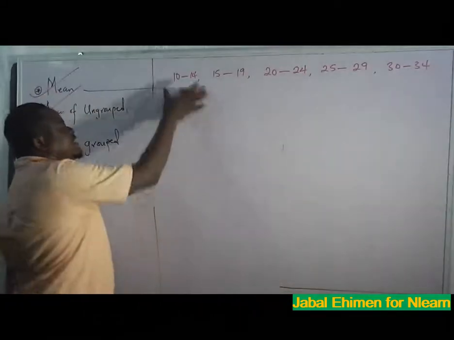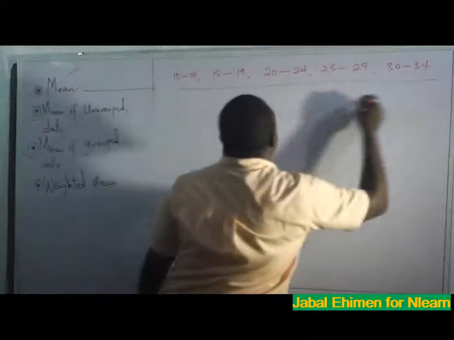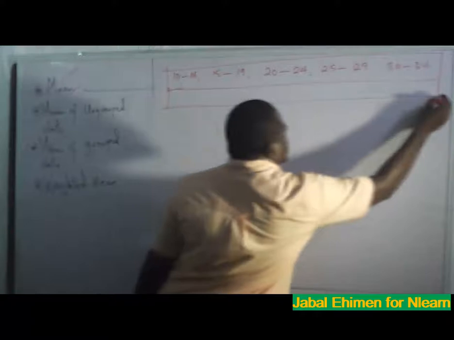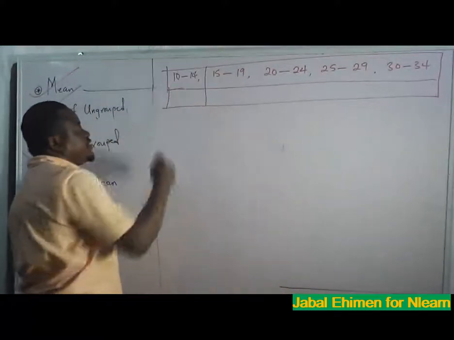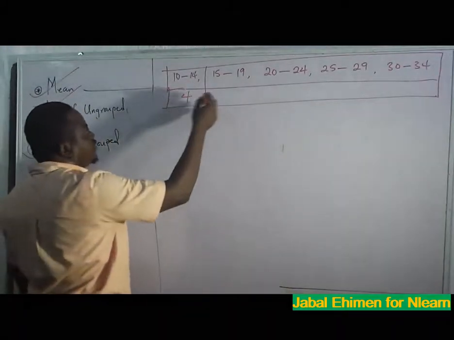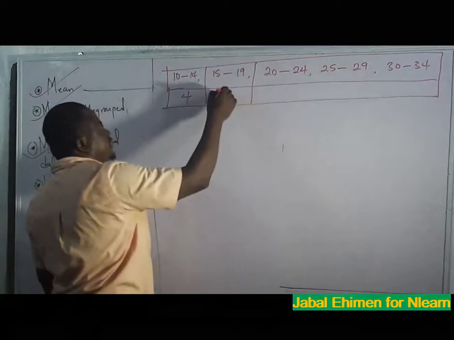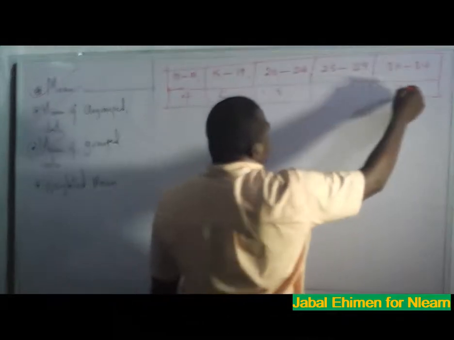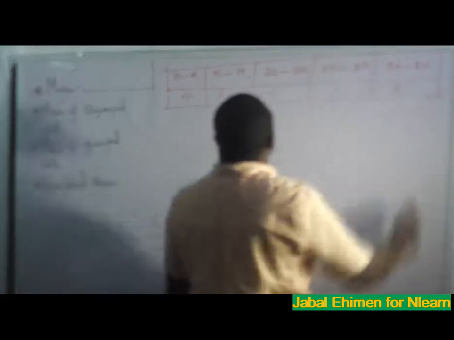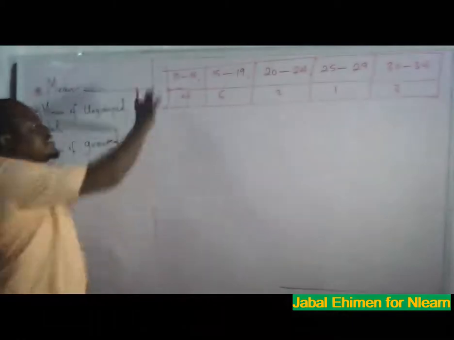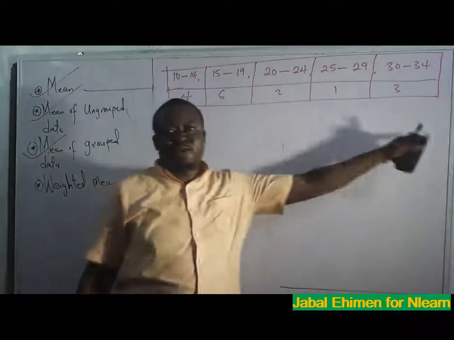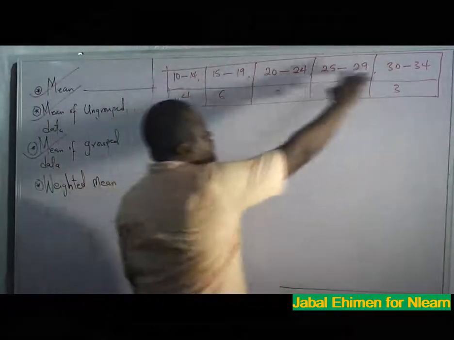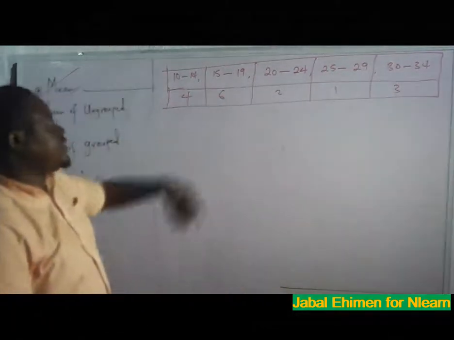But what about the occurrences, the frequency of this occurrence? Maybe the frequency of this one is 4. Maybe the occurrence of this is 6. Occurrence of this is 2. Occurrence of this is 1. And the occurrence of this is 3. If you have something of this nature, you observe that these are grouped data, but these are their frequency, and these are the marks or sizes. Now, take a look at it.